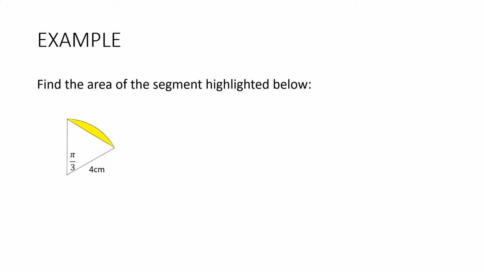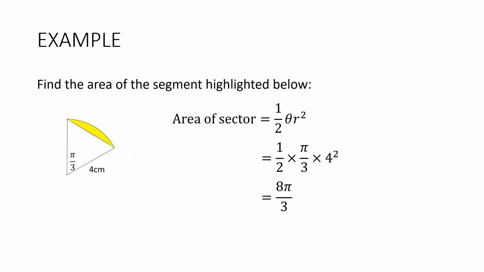Find the area of the segment highlighted below. So let's begin by finding the area of the sector, and I'm going to use this formula. And I do have this angle in radians, so I'm just going to substitute in half times pi on 3 times 4 squared, which is 8 pi on 3.